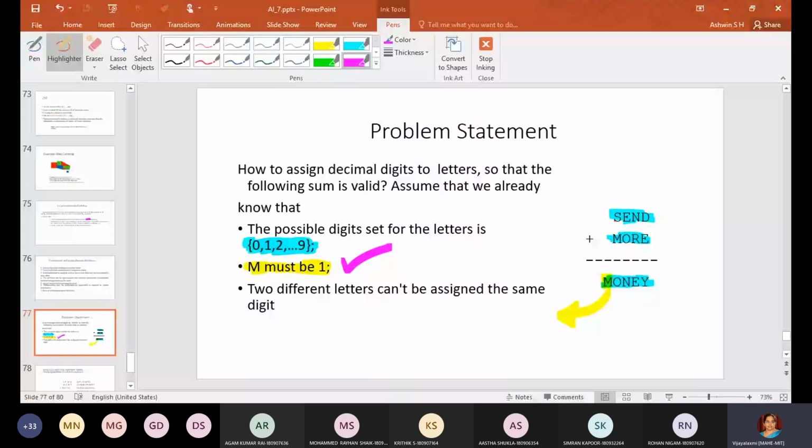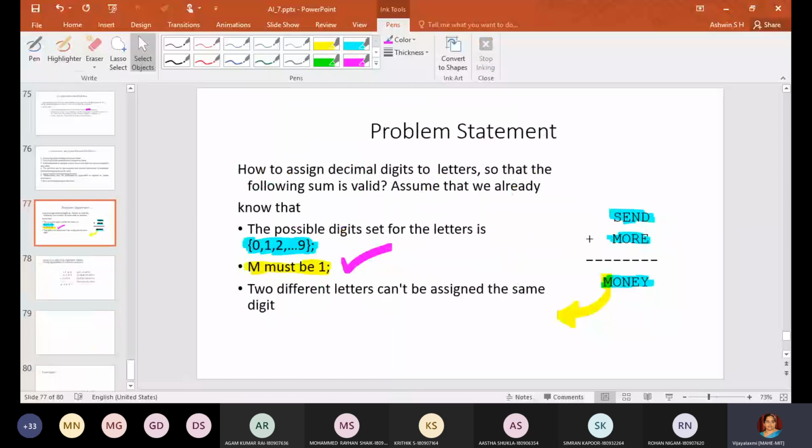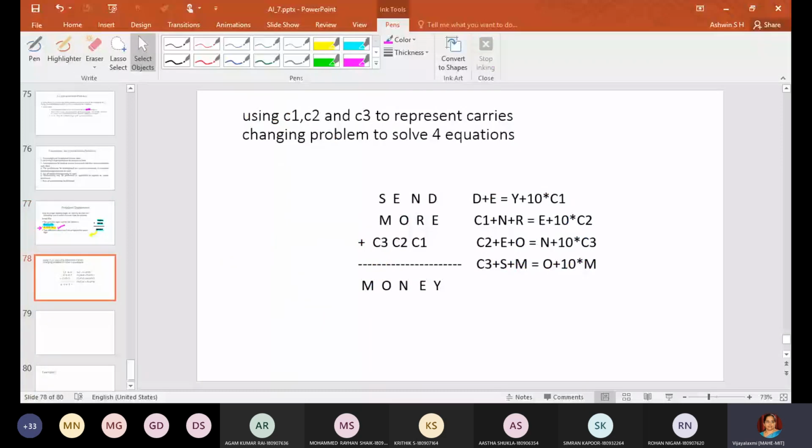Now I'll go to the next slide. I hope this is clear. This is the first part, and it should be clear now why M has to be 1: M has to be 1 because it's the carry generated after adding S and M. Now, let me write here SEND plus MORE.